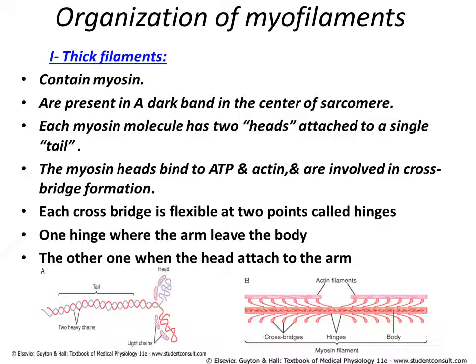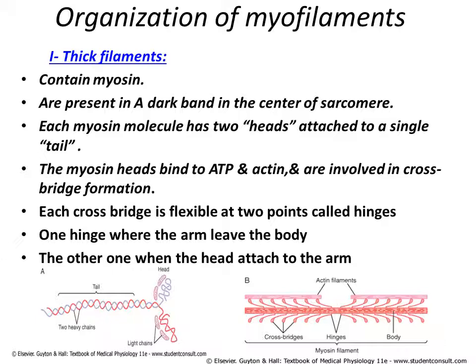The myosin heads bind to adenosine triphosphate and actin, and myosin heads are involved in cross bridge formation, as we discuss next. Each cross bridge is flexible at 2 points called hinges. A hinge is like a door hinge exactly, it bends and straightens exactly like a door hinge.